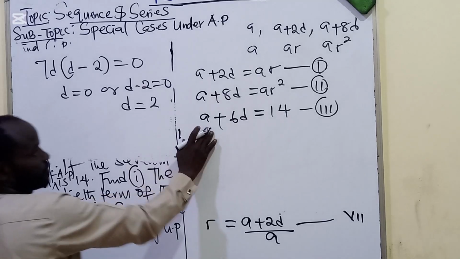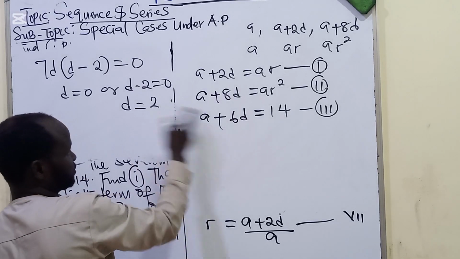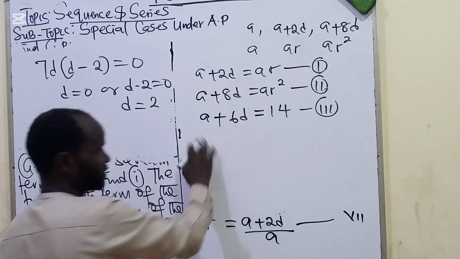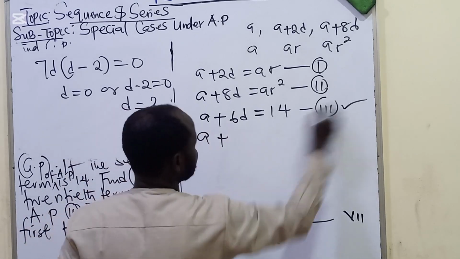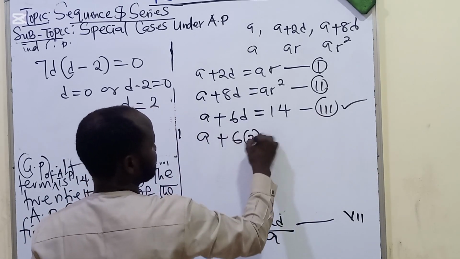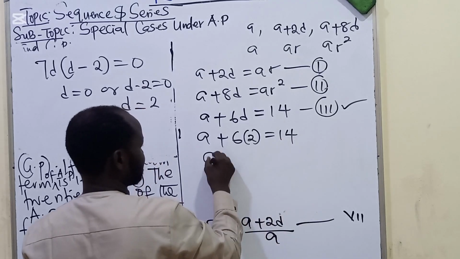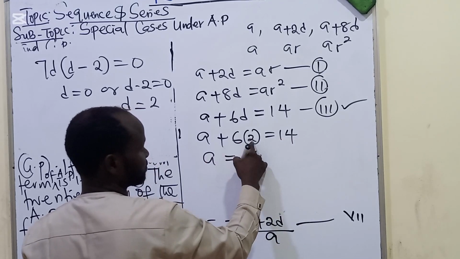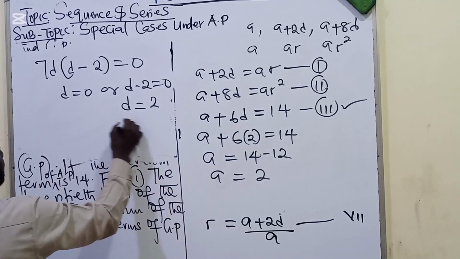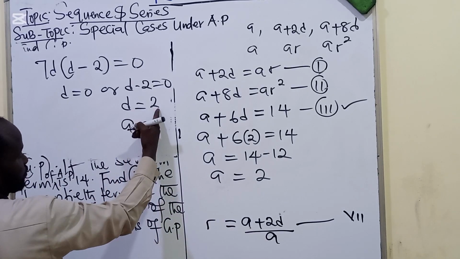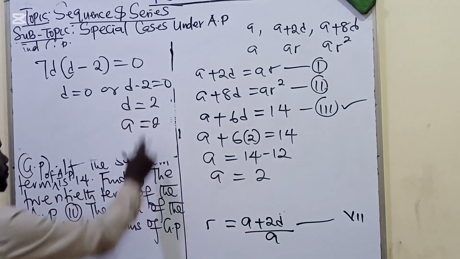So let's use equation 3 now. When d is 2, what do we have? We can find the first term now. That will be a plus 6 into 2, equals 14. A now will be 14 minus 6 times 2, which is 12. Then a will be 2. So let me put it here. The common difference is 2. The first term is 2.